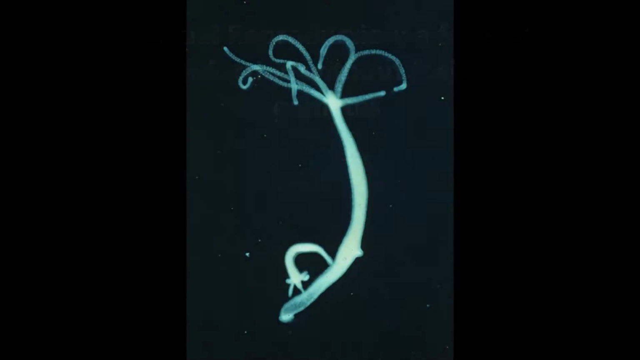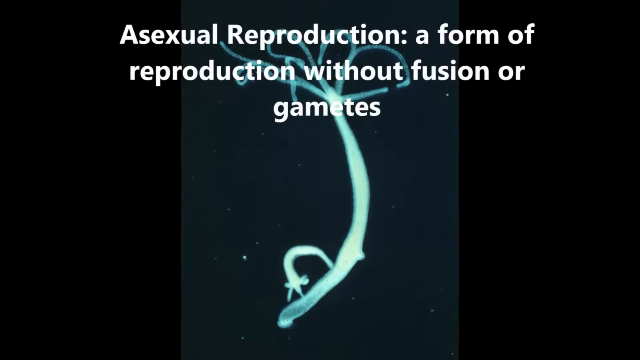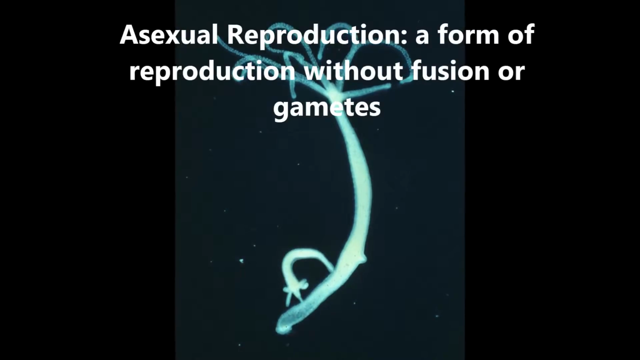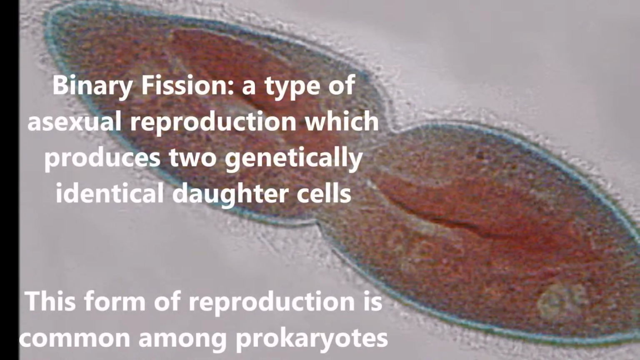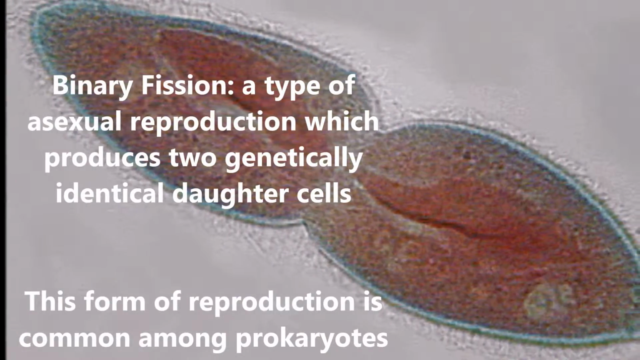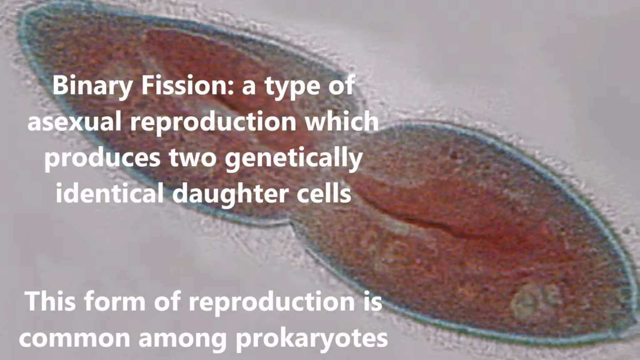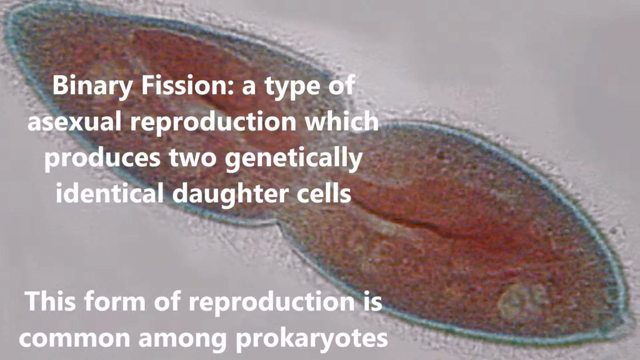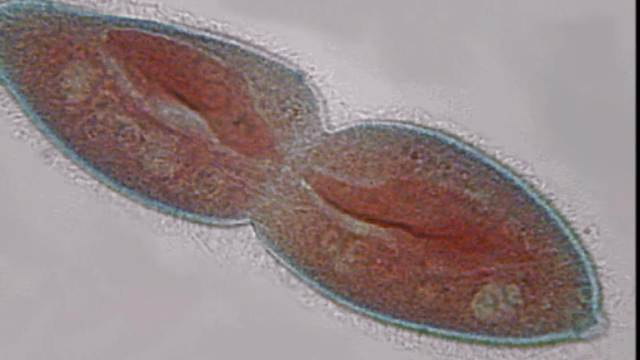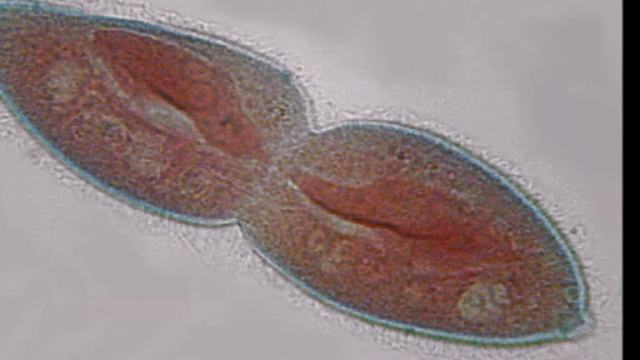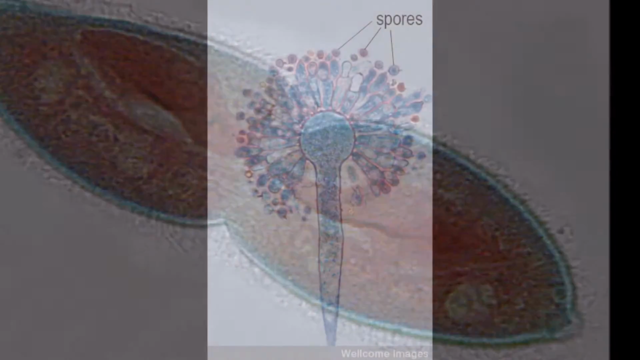Asexual reproduction. Many plants go through this process of asexual reproduction, which is a form of reproduction without fusion of gametes. One way of doing this is through binary fission. Binary fission involves single-celled organisms. Every time they undergo mitosis, they create two new genetically identical daughter cells. This is relevant for prokaryote organisms such as bacteria and algae.